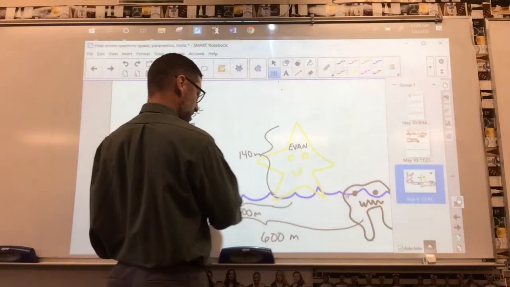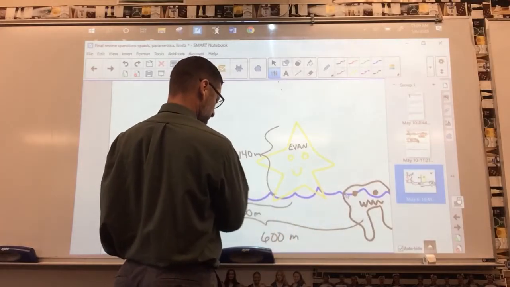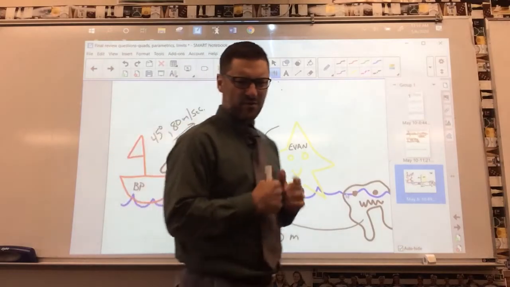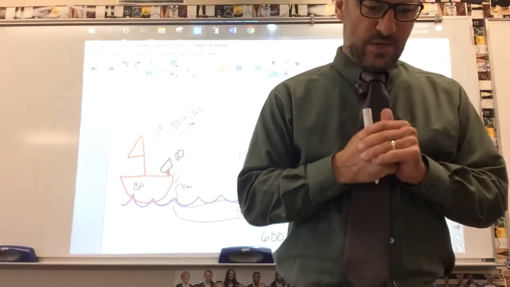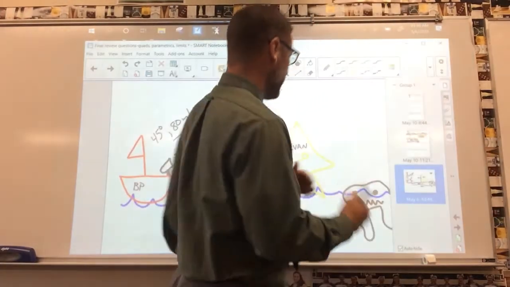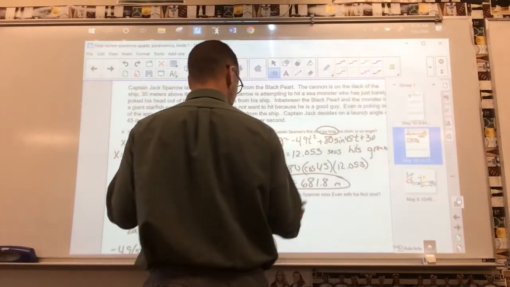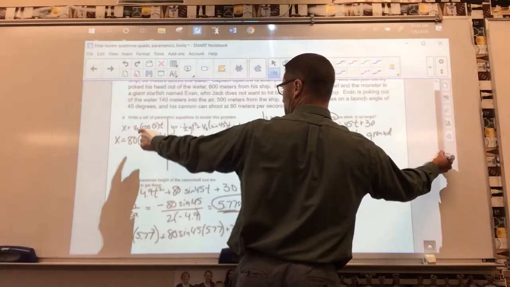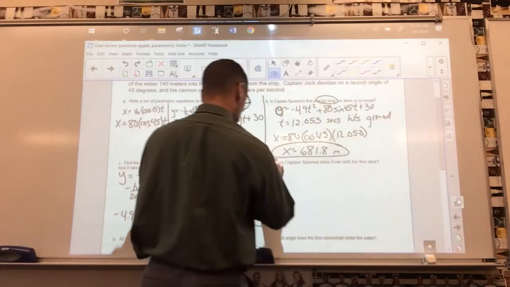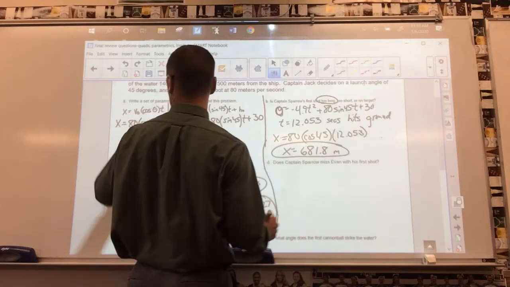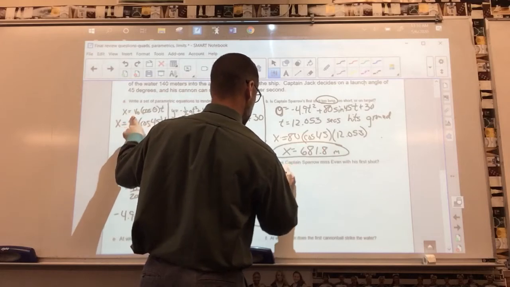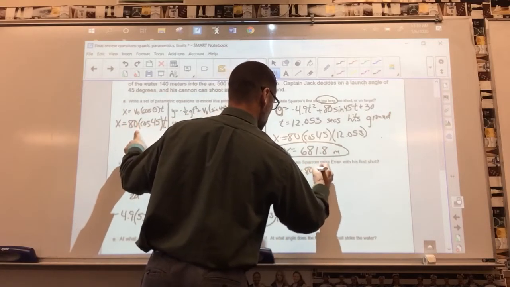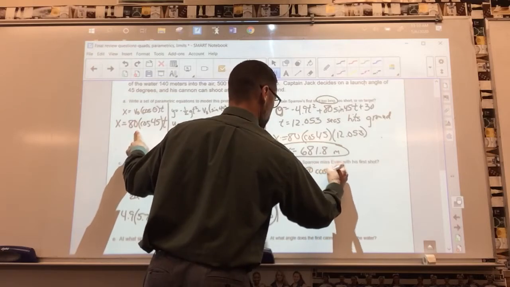Well, I wish I knew how long it took to get the 500 meters. That's an X value, right? Oh, geez. So let's figure that out. Let's figure out how long the ball takes to get to Evan. So that would be the X equation, my left or right equation. So I'm going to take the X equation and I'm going to set it equal to 500. 80 cosine of 45t.